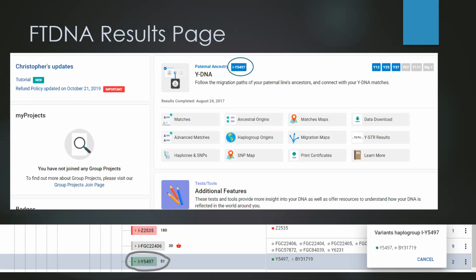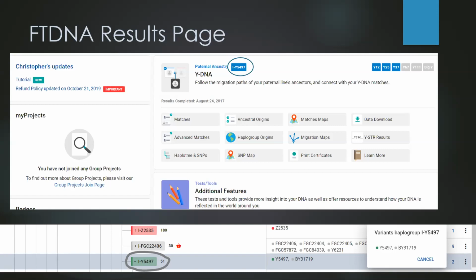Obviously, as more and more men are born and more men are tested, we find out there are more and more terminal SNPs. And so that changes over time. It's changing quite often. In the upper right-hand corner, you can see that my husband did the Y37 test. So the Y12 and 25 are some of the older tests that are included in your results. 37 is the lowest test that the company offers right now. And my husband did the 37 test.